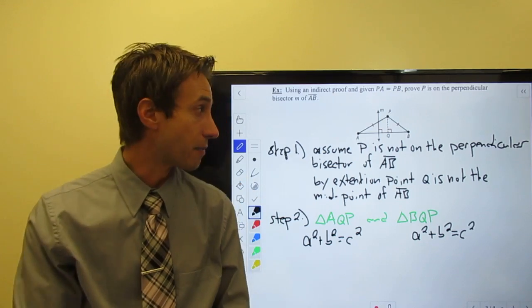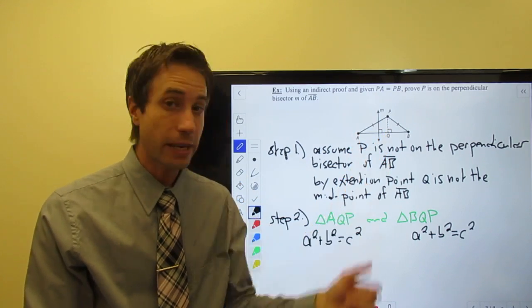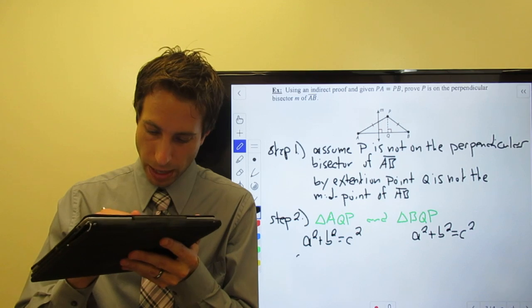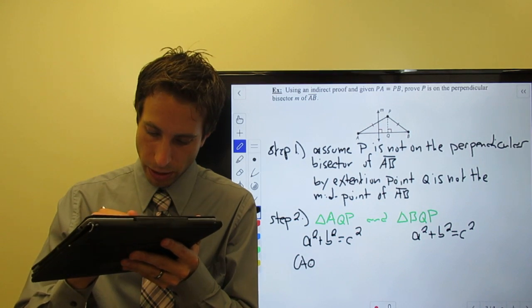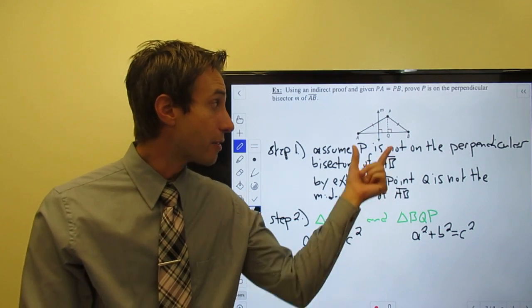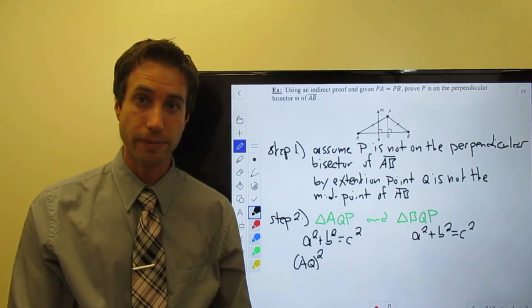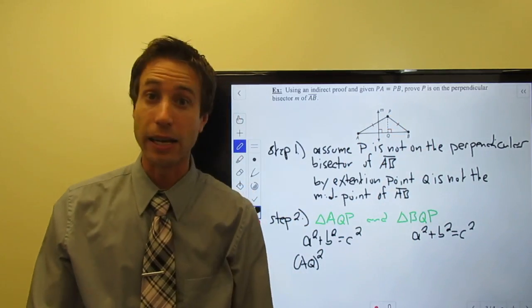Now, just plug that stuff in. I have a leg right here, AQ. So I will do AQ squared. Whatever this distance is, I square it. Add it to my other leg, QP.